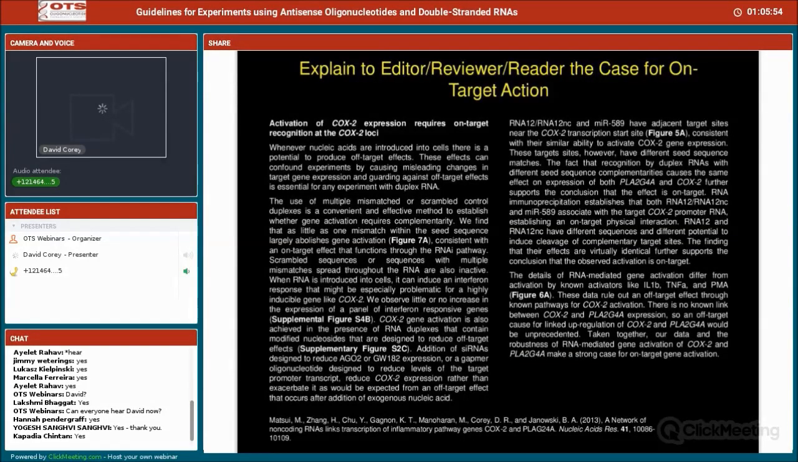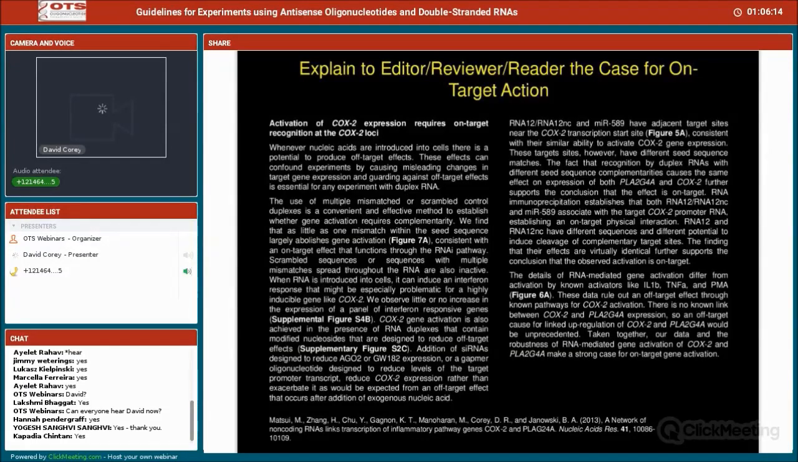And as you see on the next slide, this is the text taken from our paper where we centralized our explanation for why we believe that our controls were sufficient to uphold our conclusions. So doing this is very easy.